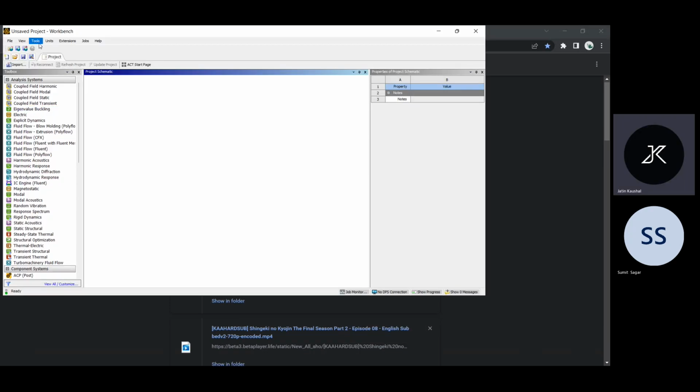So that's how the Ansys Workbench is. We can create a new project.